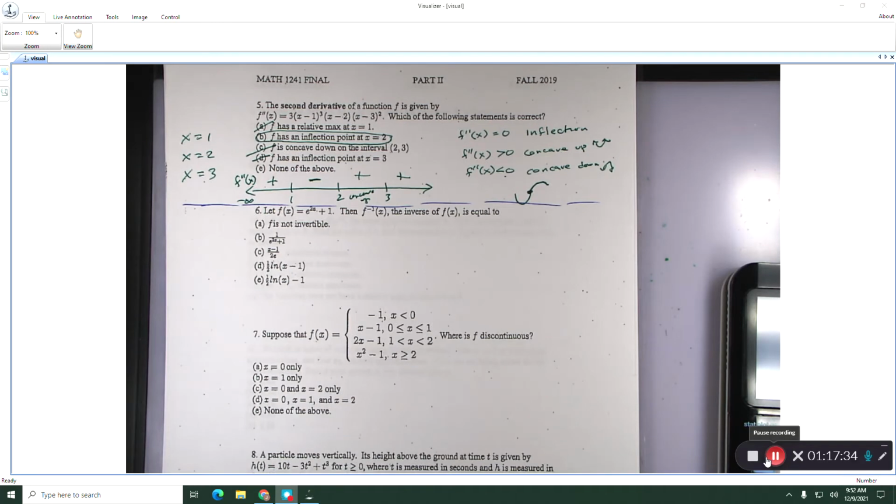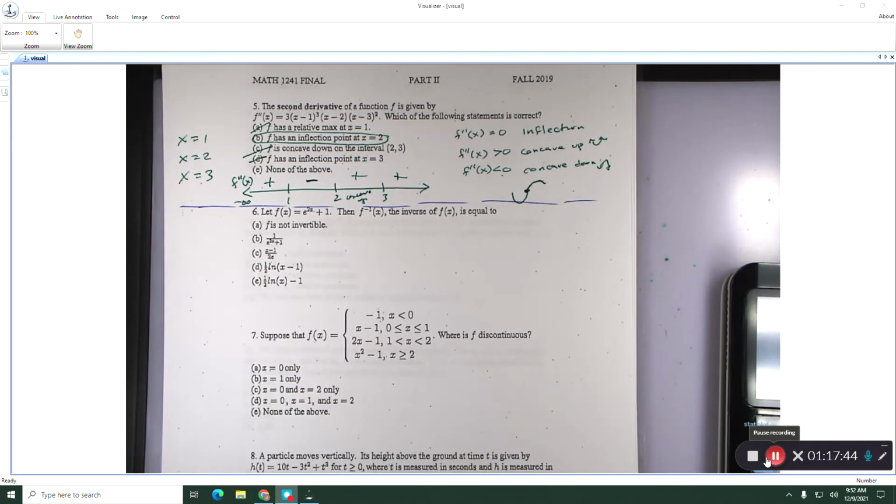So for this problem, you would possibly think that you need to do some calculus, right? But it's not asking for the derivative of the inverse function. It's just asking for the inverse, sorry. It's not asking for the derivative of the inverse, just the inverse.